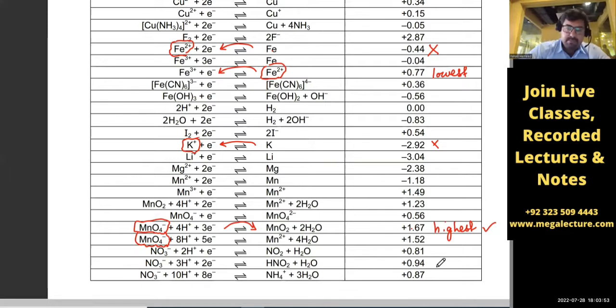Let me copy this as well. Is that clear? Yes or no? So I'm going to copy the two equations. MnO4 minus 1 plus 4H+ plus 3 electrons is in equilibrium with MnO2 plus 2H2O, and it's 1.67 volts. On the other side, you've got Fe3+ plus 1 electron.